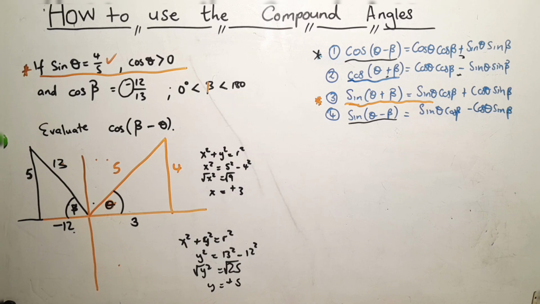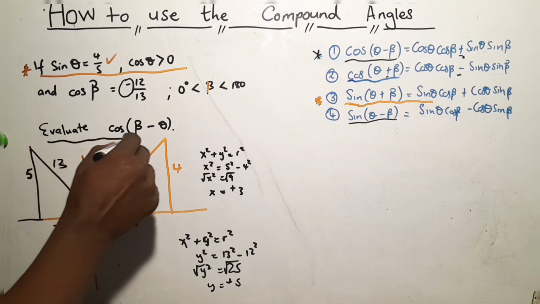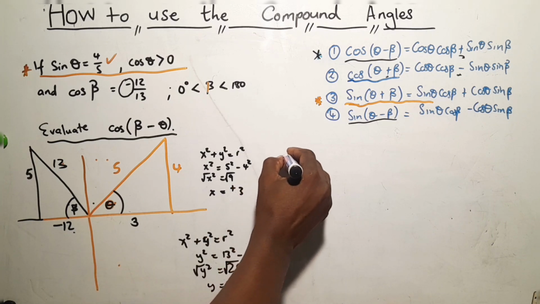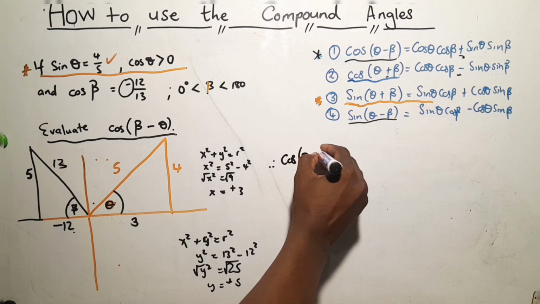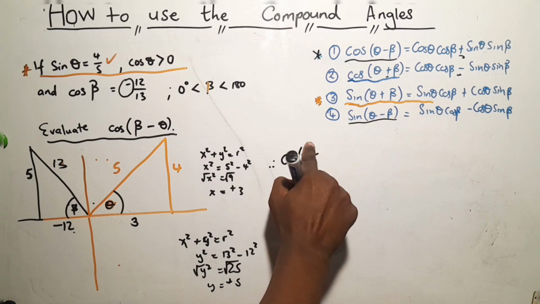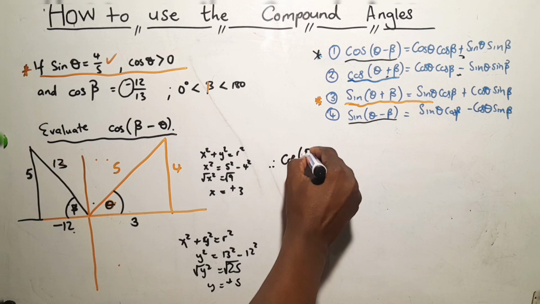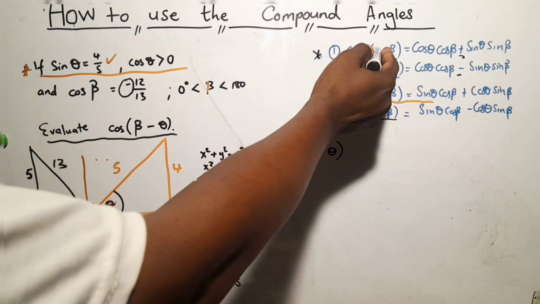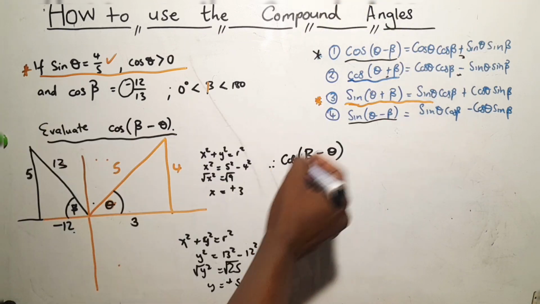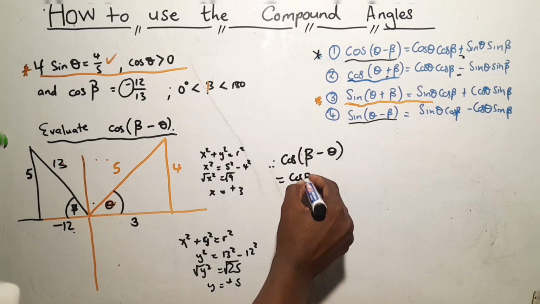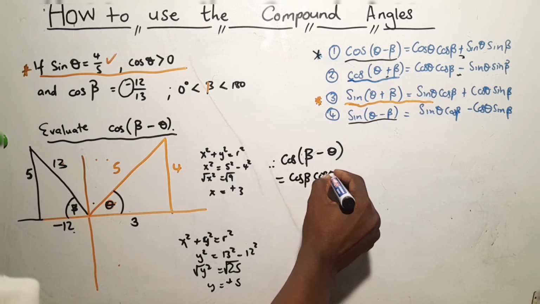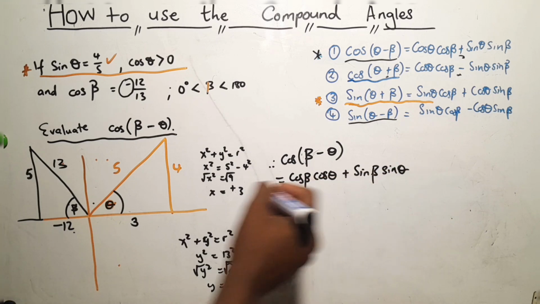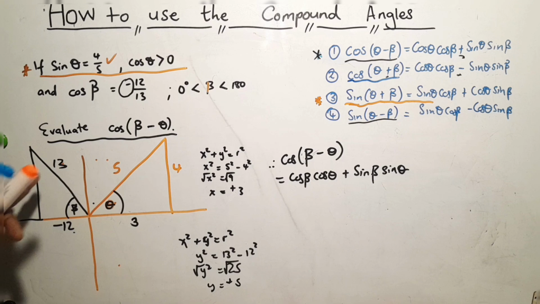Now let's solve for what they want. They say they need cos of beta minus theta, right? So this is cos of beta minus theta. And we check there. Where is cos this minus that? So we can have this situation. So this is the same as cos of beta, cos of theta plus sin of beta, sin of theta, right? And now we take a look at our situation.